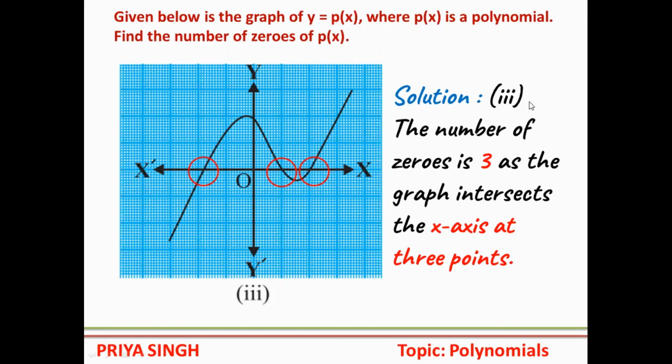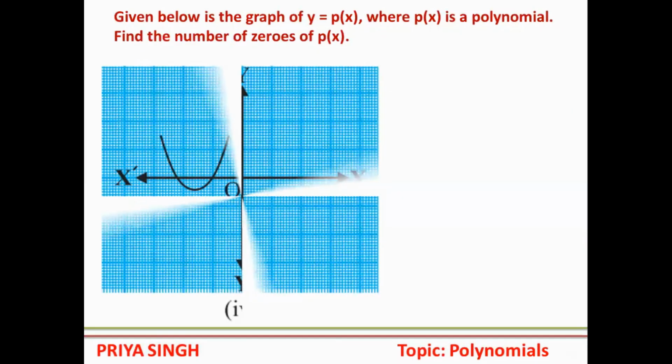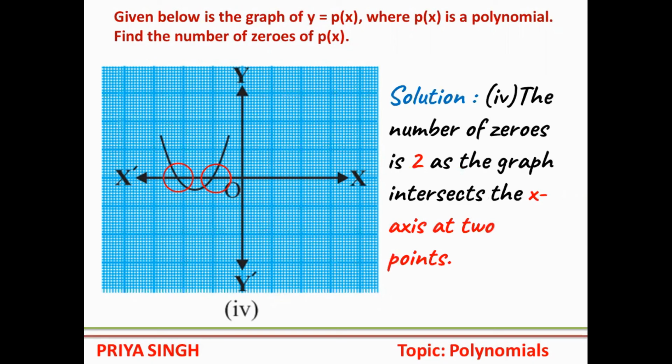Now let us consider our fourth sum. The graph is given over here, and as you can see, it is intersecting at 2 different points. The graph is intersecting the x-axis at 2 different points. So the solution will be the number of zeros is 2, as the graph intersects the x-axis at 2 different points.